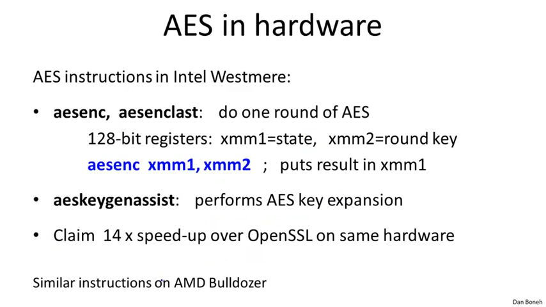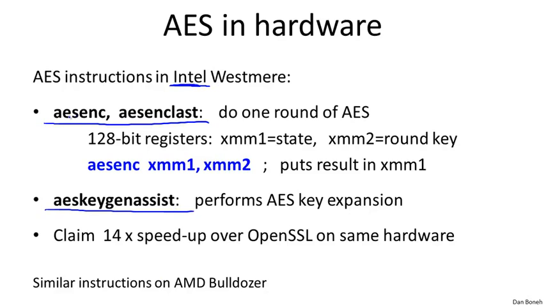Now, AES is such a popular block cipher. Essentially, when you build crypto into products, you're supposed to be using AES. And as a result, Intel actually put AES support into the processor itself. So since Westmere, there are special instructions in the Intel processor to help accelerate AES. And so I listed these instructions here. They come in two pairs, AESENC and AESENCLAST, and then there's AESKEYGENASSIST. So let me explain what they do.